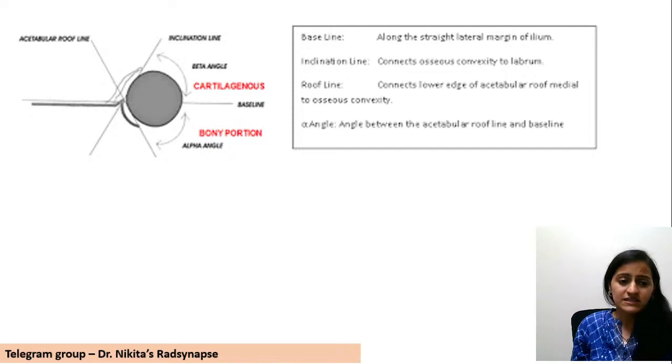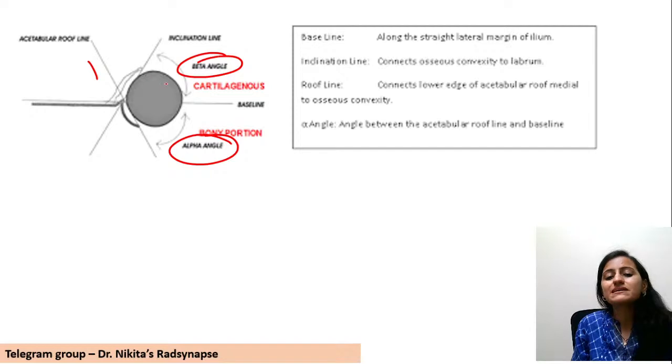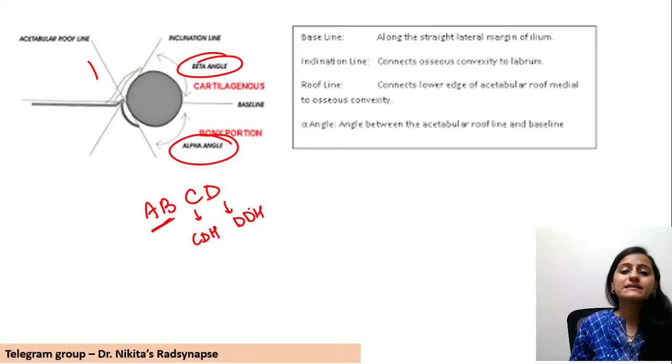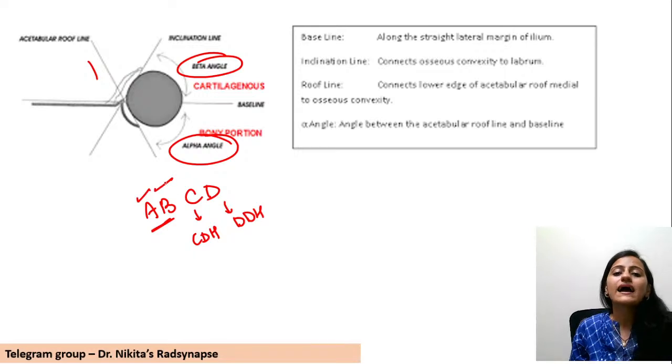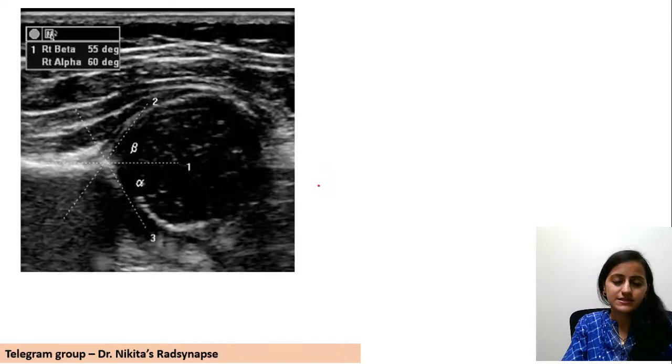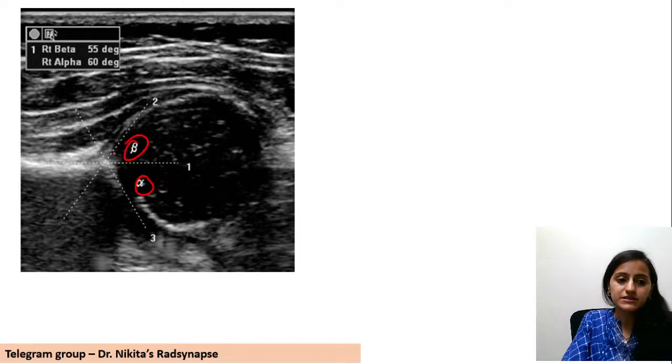The angles that we are measuring here, the alpha angle and beta angle, remember that is your A, B, C, D. Where do we use this alpha, beta? It is used in CDH or DDH, developmental dysplasia. For screening in neonates, we do ultrasound. So you have the alpha angle and the beta angle. At least remember the names.